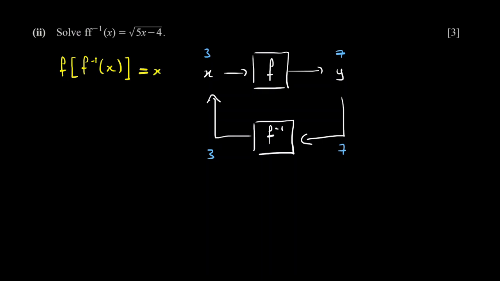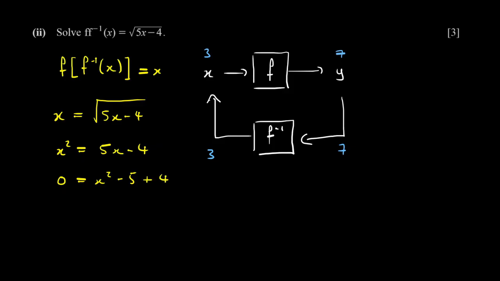Because we take x, put it in as the input to our inverse function, take the output of that, put it into our original function, we should get back to where we started, which is just x. So once we understand that, really what we've been asked to solve is x is equal to the square root of 5x minus 4. And this is going to give us a quadratic. Square both sides. And so we get x squared equals 5x minus 4, so x squared minus 5x plus 4 equals 0. That will factorize to give x minus 4 and x minus 1, and that will solve to give x is equal to 1 or x is equal to 4.